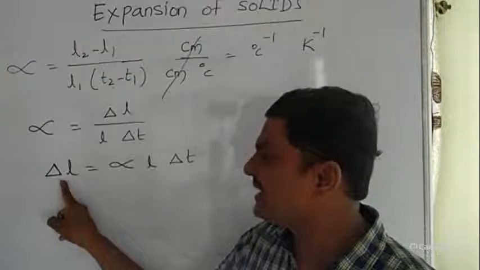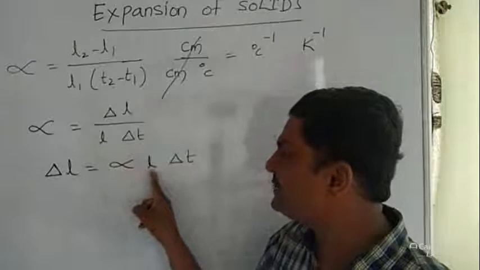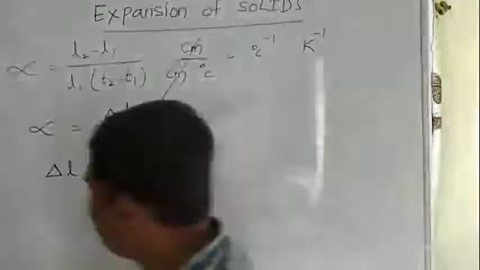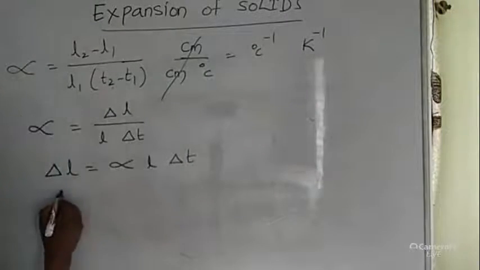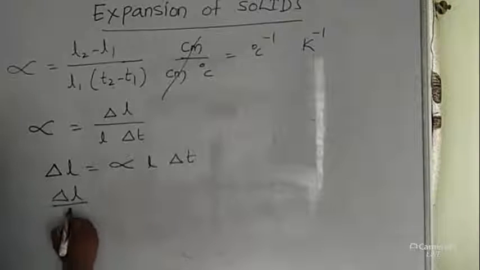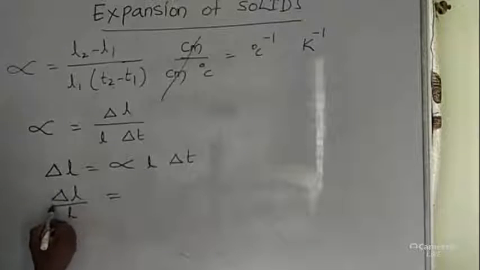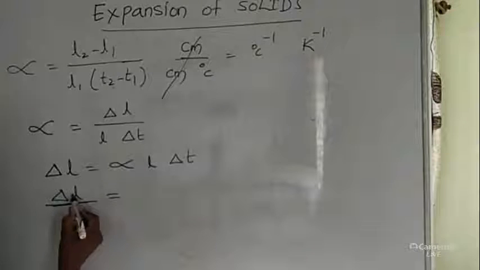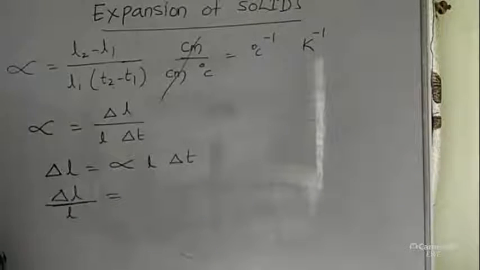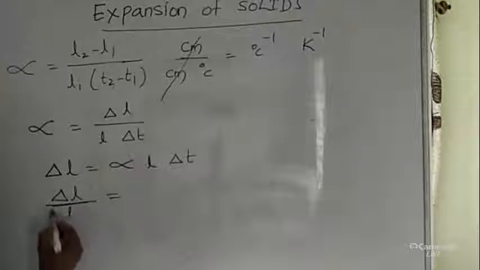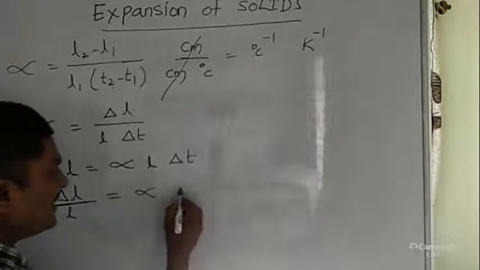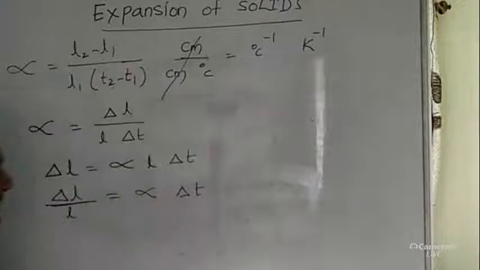So the change in length delta L equal to alpha into L into delta T, and from this mathematical expression we can write delta L by L. So mathematically, this can be read as fractional change in length. So fractional change in length delta L by L equal to alpha into delta T.